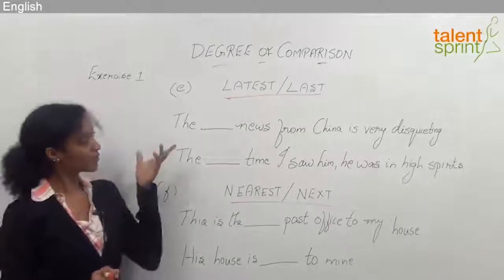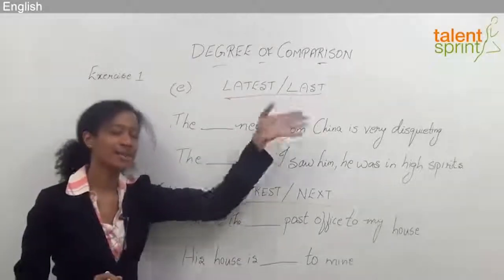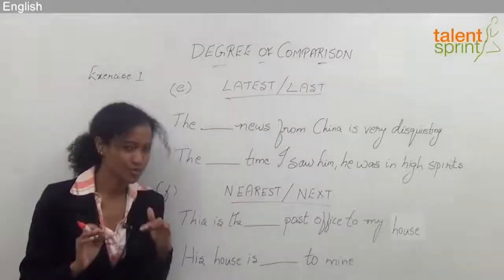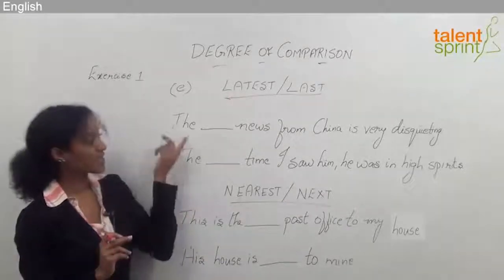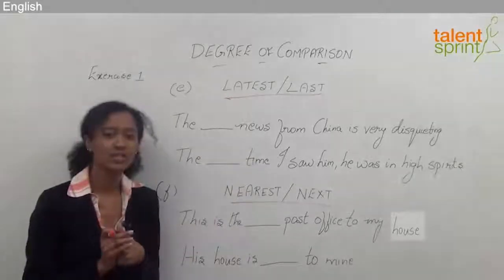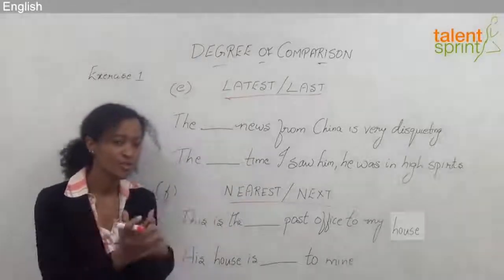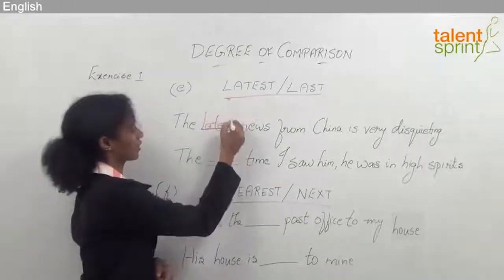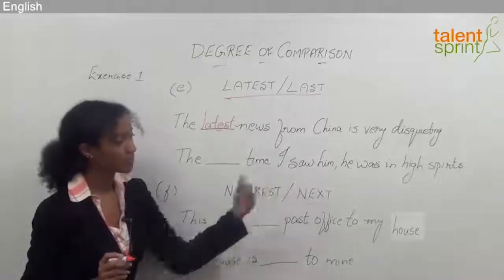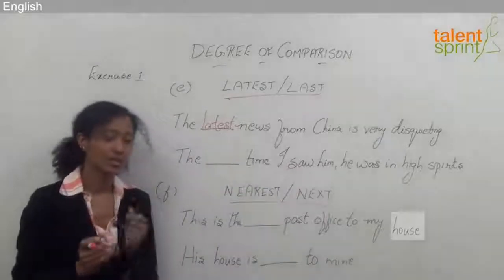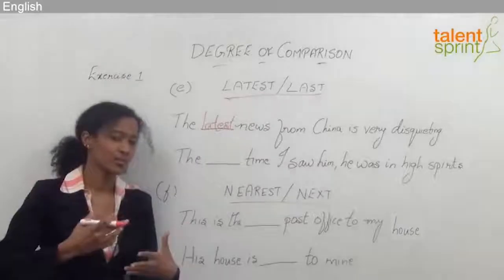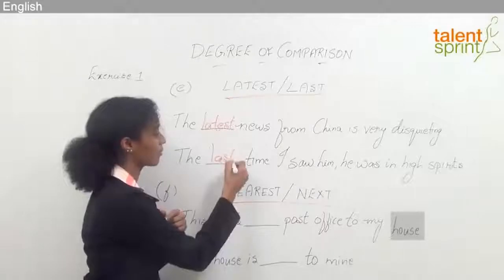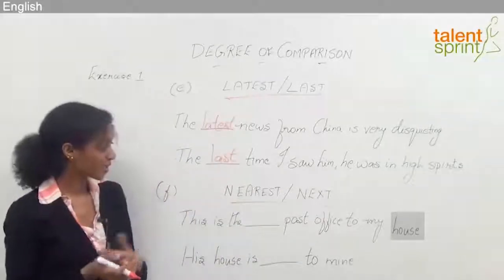Okay, so here we are. Latest and last. Remember what I said? Last is final. Latest is the most recent. The first sentence: the dash news from China is very disquieting. News, fashion, latest. The dash time I saw him, he was in high spirits. I also gave you a tip, right? Whenever you use something, it doesn't matter when. The last time I saw him, he was in high spirits.